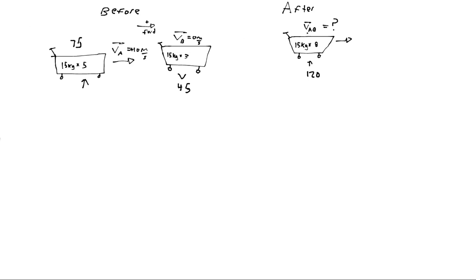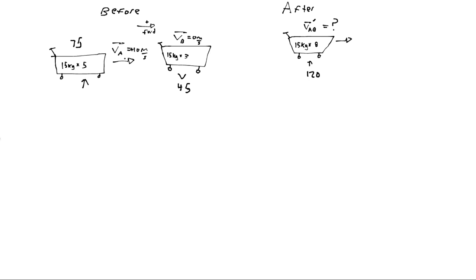And then final velocity is VA. Actually, it should be VA prime. So VA prime is the final velocity there. I just did VAB because they have the same velocity, so I can just put them together. And then velocity B is equal to 0 meters a second.